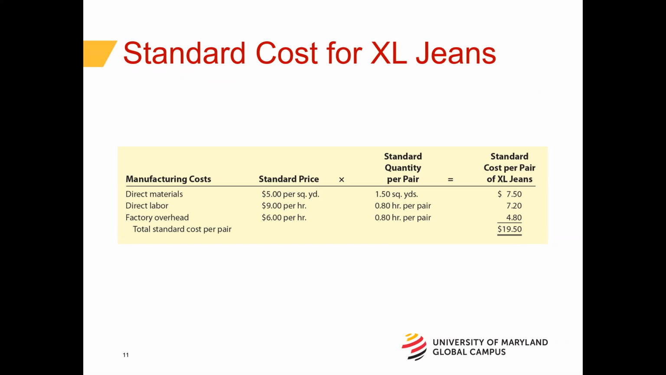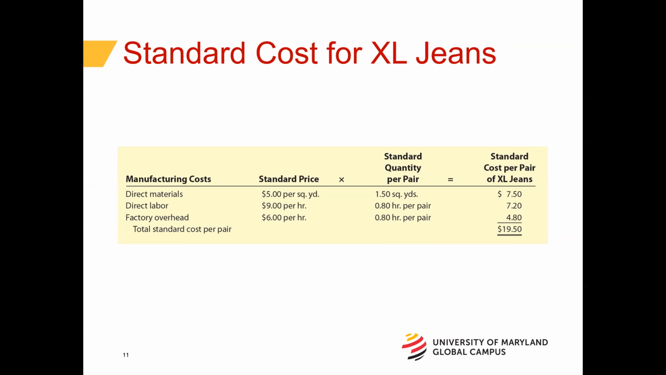The same concept applies with direct labor and factory overhead. $9 per hour of direct labor times 80 minutes per pair of blue jeans gets us this $7.20, or 0.8 hours. So I guess the conversion for that would be, let's see, 60 minutes in an hour, 0.8. We're talking about 40 minutes.